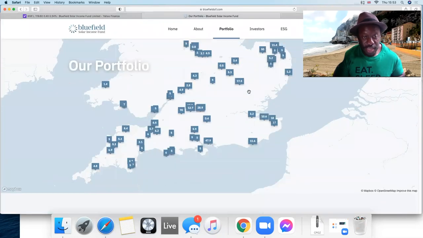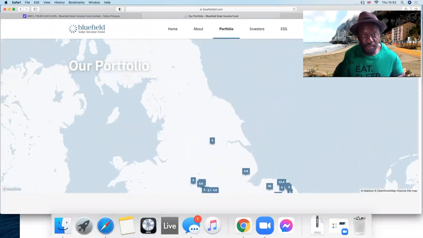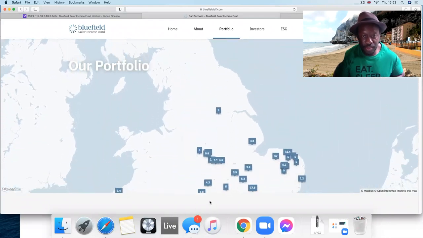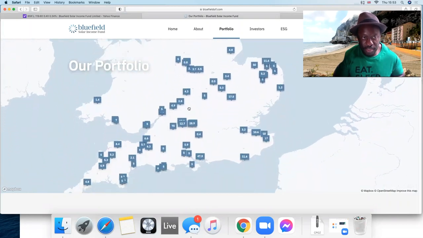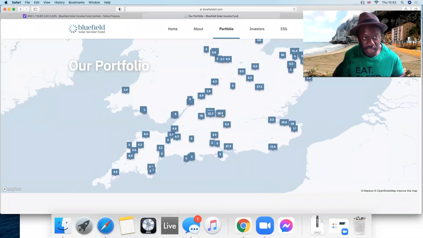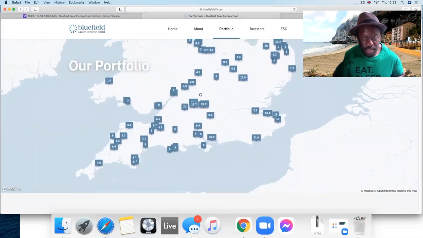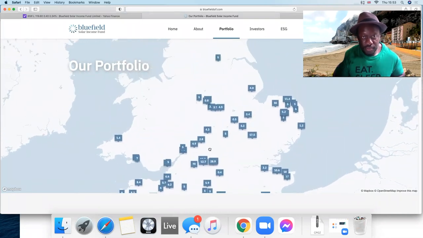And you can see here where everything is scattered over the country. So it's pretty heavy in the south. So we look up north, there's only one. But yeah, Midlands to south, in Wales. Yeah, they're doing good things.